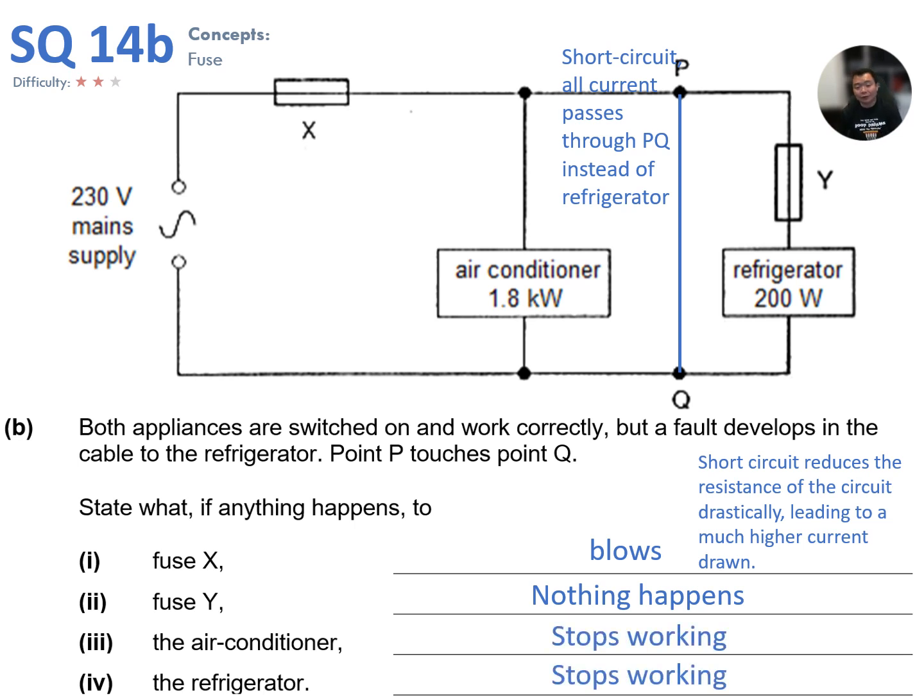Both appliances will stop working. For the refrigerator, there's no current through it, so it will not work. For the aircon also, because fuse X would have burned and broken the circuit, so no current will flow in the whole circuit.